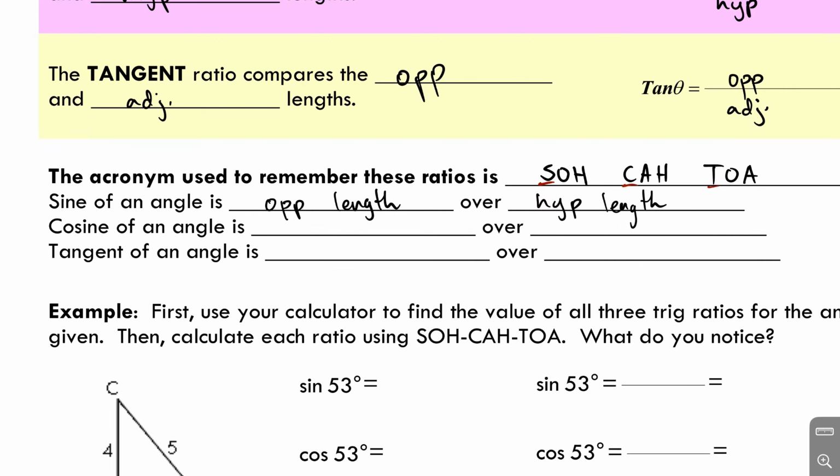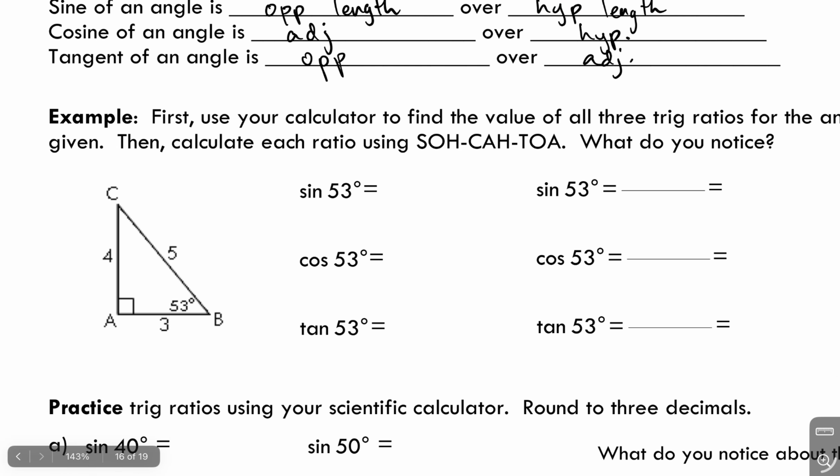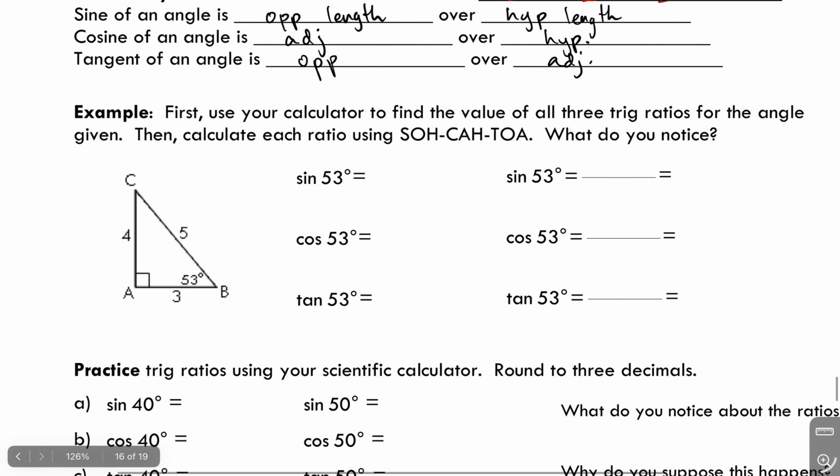The cosine ratio is, looking at the mnemonic here, CAH, so adjacent over hypotenuse. And then TOA, tangent, is the opposite over the adjacent. Okay, so now we have named our three ratios. We can use our calculator to find the value of our trig ratios.